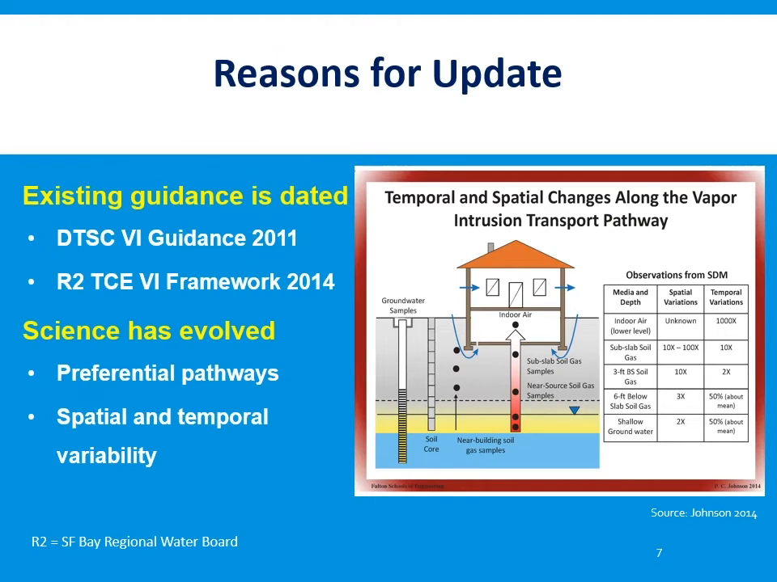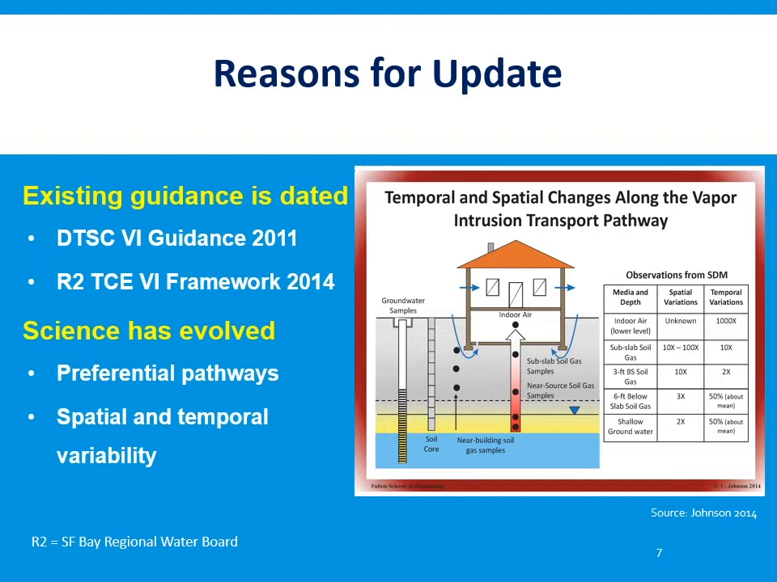What are the reasons for this update? The existing guidance is dated. What's out there now is DTSC's 2011 Vapor Intrusion Guidance and the San Francisco Bay Region's 2014 Trichloroethylene Framework. Both of these documents are over 5 years old, and science is rapidly evolving. There is new information about preferential pathways, such as the sewer pathway, that I just discussed.